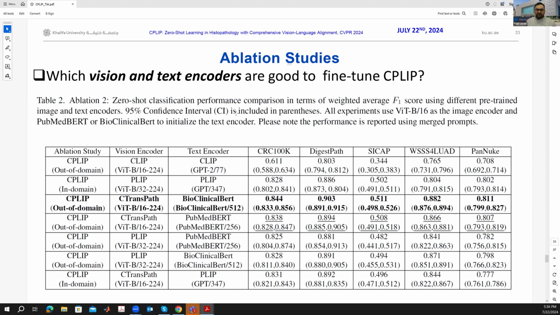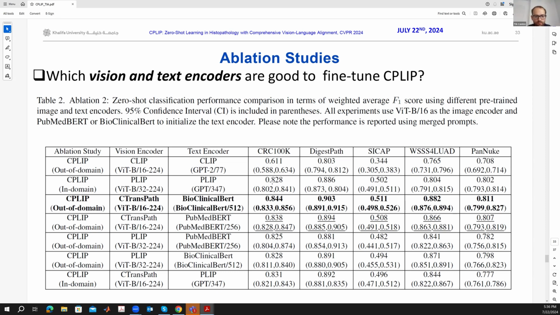So the reason behind that is, the C-trans path is trained on a large scale TCGA cohort, the histology data set. This is one of the reasons that the C-trans path has already been trained on pathology or histology data. While if you look at the PLIP model, the PLIP model is also trained on a histology data set, but on a very small scale data set compared to the C-trans path. This is one of the possible reasons why the CPLIP model works very well while using the C-trans path and bioclinical work. Okay, so it's the scale of the training data.